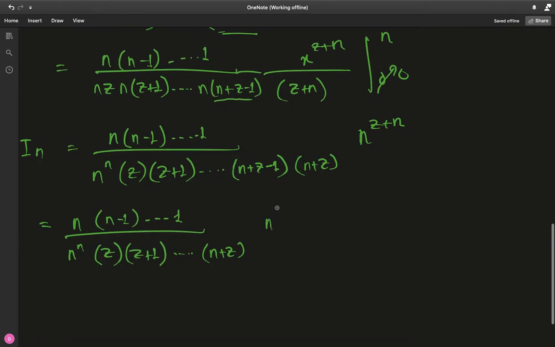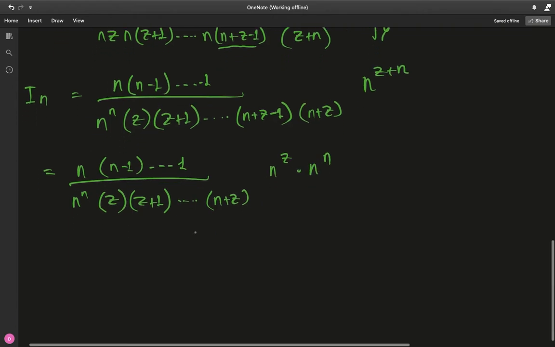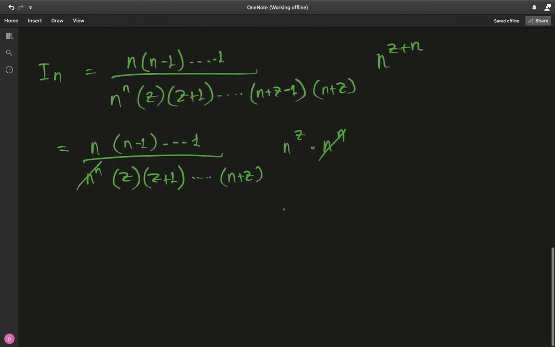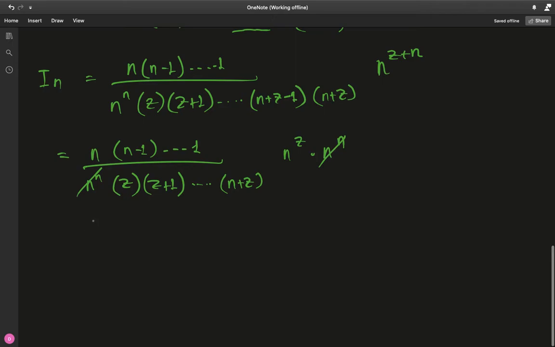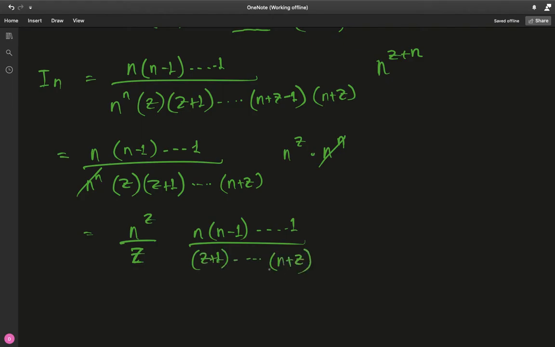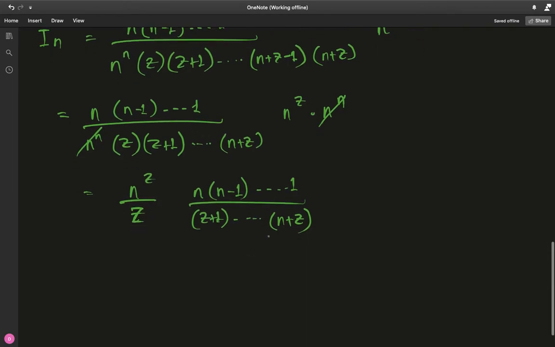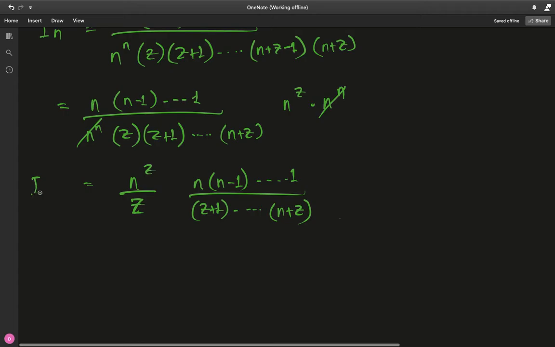And we can write this as n to the z times n to the n. So the great part is these crazy terms cancel out. All we are left with now is take the n to the z in front, n to the z over z in the front like this, and write the remaining terms. So n times n minus 1 going till 1 divided by z plus 1 going till n plus z. That's basically what your I sub n evaluates to.